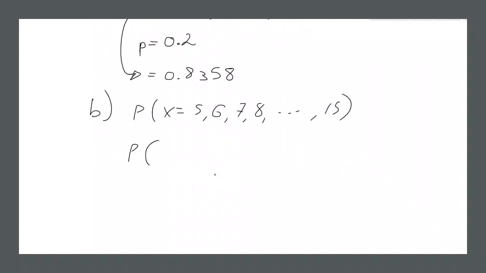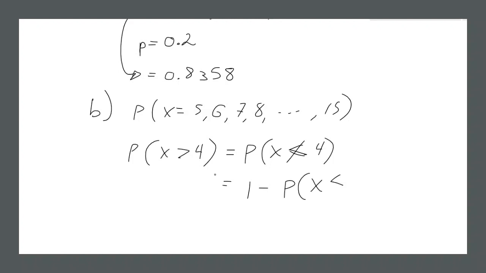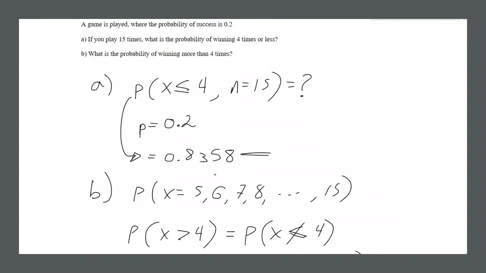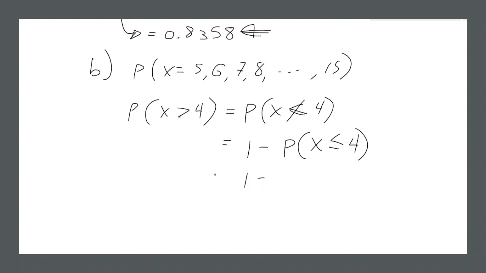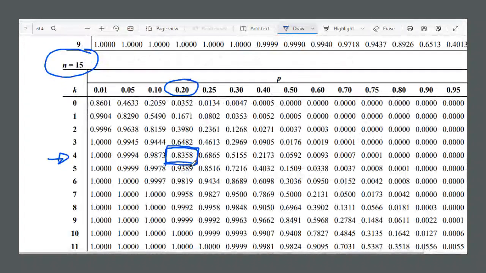The probability that x is greater than 4, well, that's the same as the probability that x is not less than or equal to 4, which is going to be 1 minus the probability that x is less than or equal to 4, and we already calculated that right here. So it's just going to be 1 minus 0.8358, the number we got from the table here.